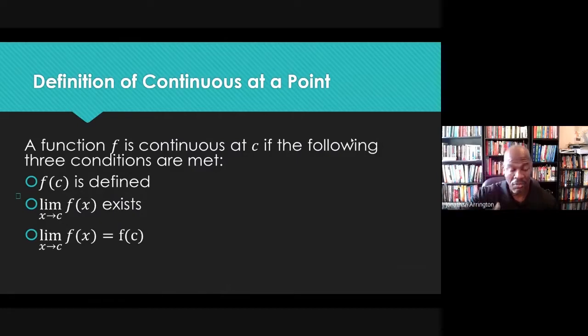So again, if these three items are not met, the function is not continuous at a point, meaning if the limit does not exist, you can't be continuous. If f of c is not defined, you can't be continuous. And let's say the limit exists and f of c is defined, but they're not equal, then you can't be continuous. So all those things you have to take into consideration. So let's look at some examples of discontinuities and the three different types of discontinuities we look at.